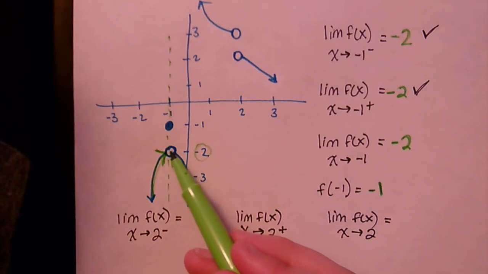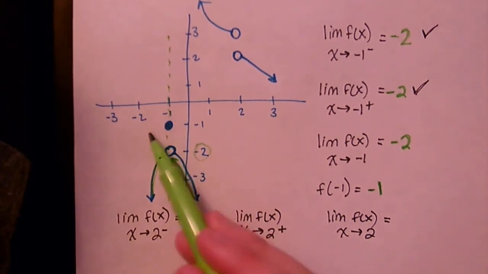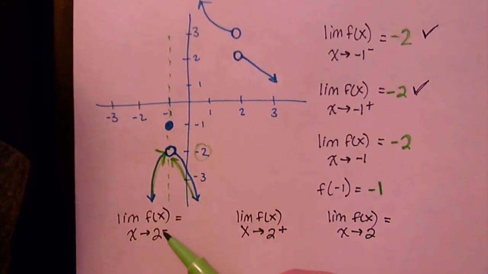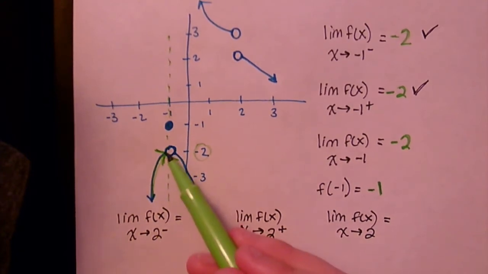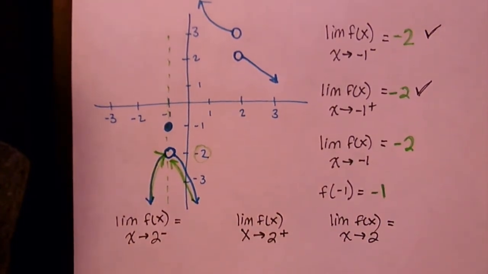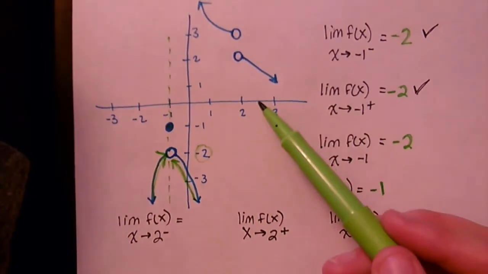Now, if this dot had been closed and there was no closed dot up here, then yeah, we could say that the value f of -1 should be -2. But it's not. We have an open value here. The real value is actually up here. Okay. So now let's move over to the other side of the graph.